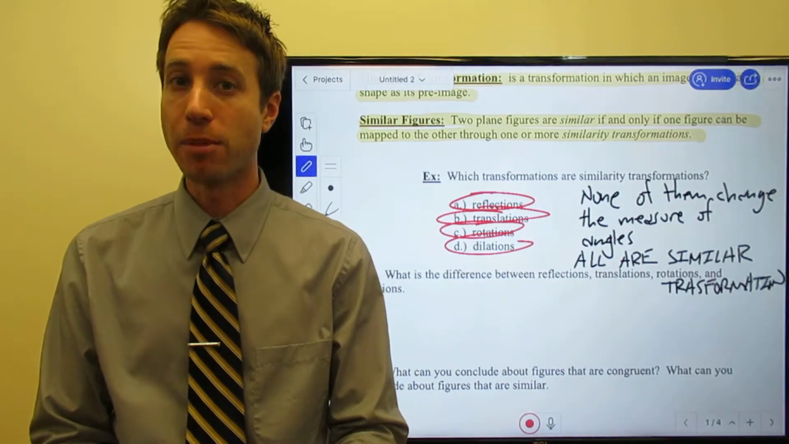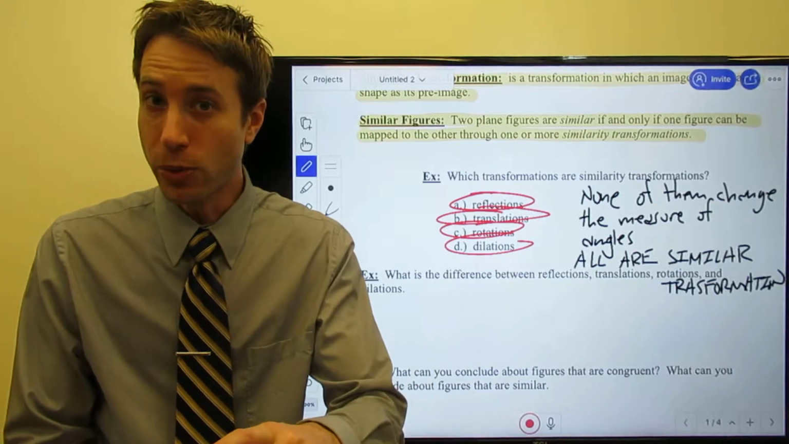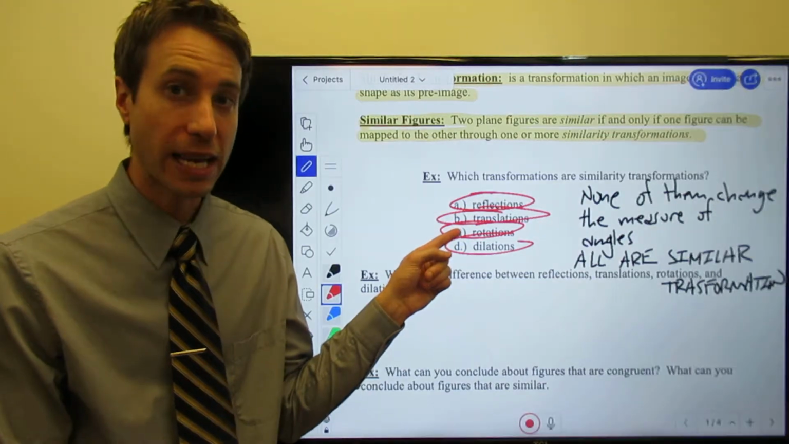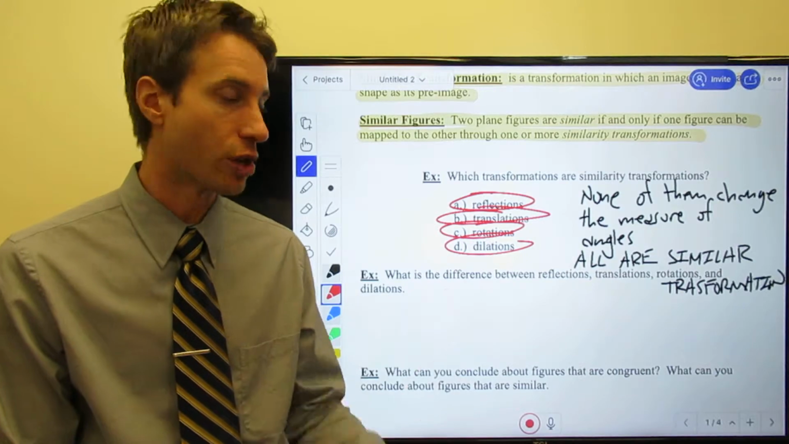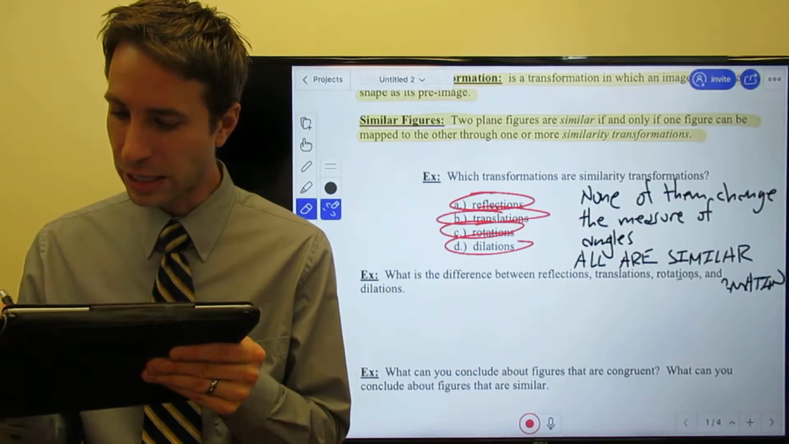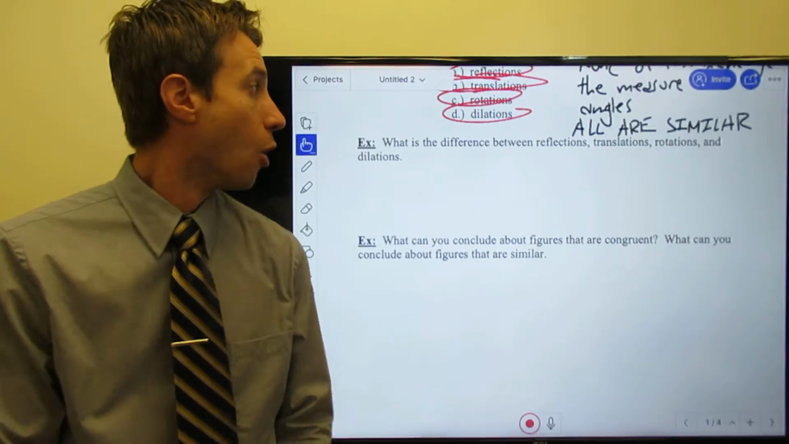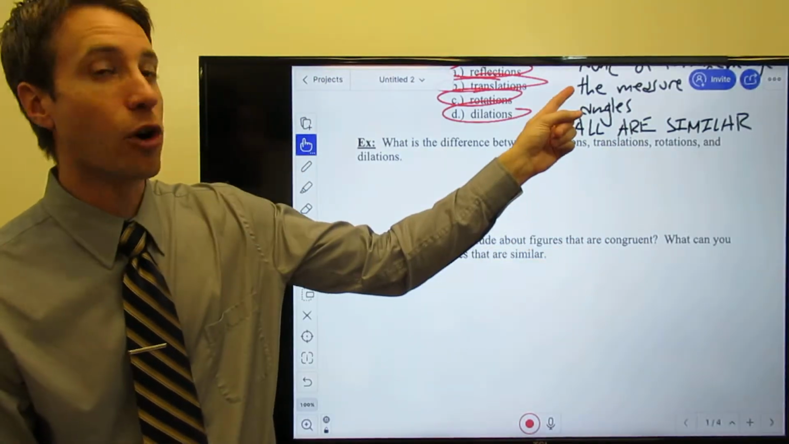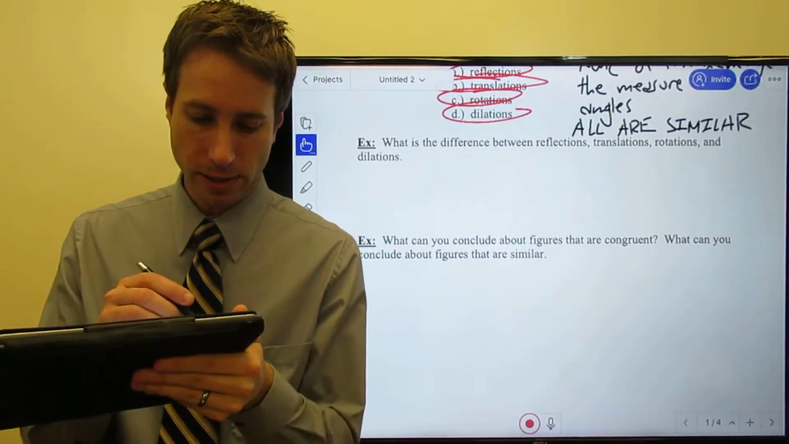Now, are all of them congruent transformations? That changes the question, right? Congruency means that it's the same shape and size. And we know that reflections, translations, and rotations are congruence transformations, but a dilation is not. A dilation will change the size, which actually is me leading you into the next question. So, here we go. What is the difference between reflection, translation, rotation, and a dilation? If they're all similarity transformations, then what is the difference?